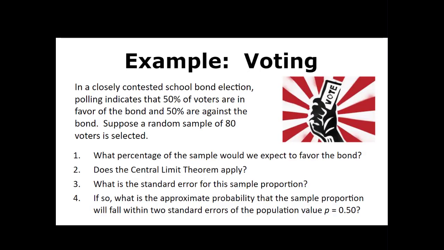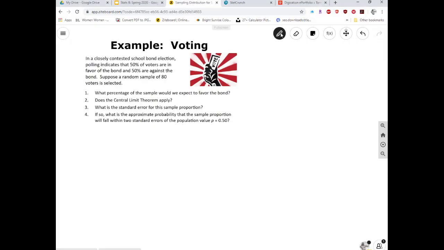Let's do another example. This one says, in a closely contested school bond election, polling indicates that 50% of voters are in favor of the bond and 50% are against the bond. Suppose a random sample of 80 voters is selected. And then it says, what percentage of the sample would you expect to favor the bond? Does the Central Limit Theorem apply? What is the standard error of this sample proportion? If so, what is the approximate probability that the sample proportion will fall within 2 standard errors of the population value 50%?